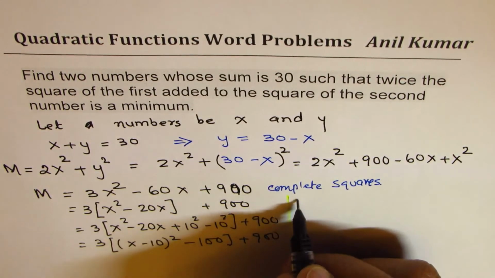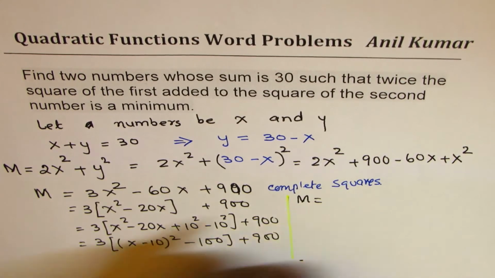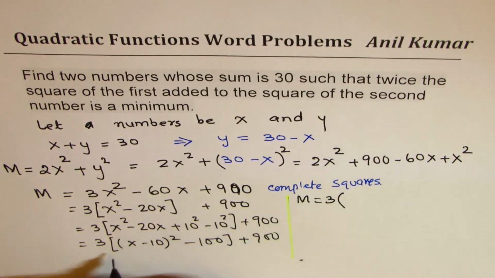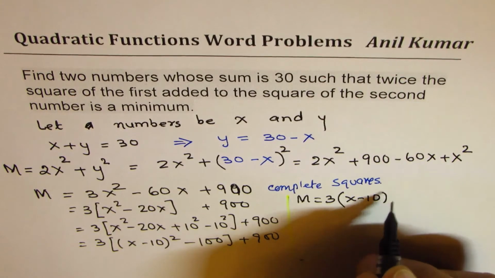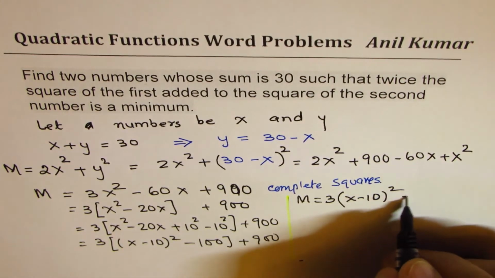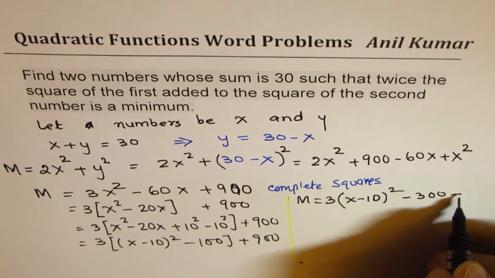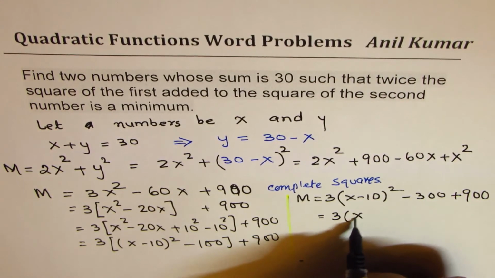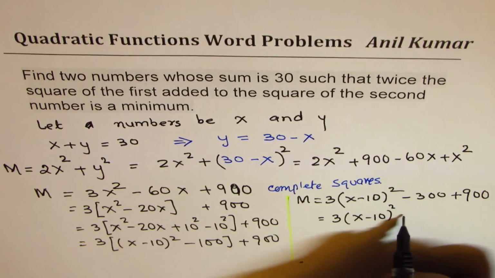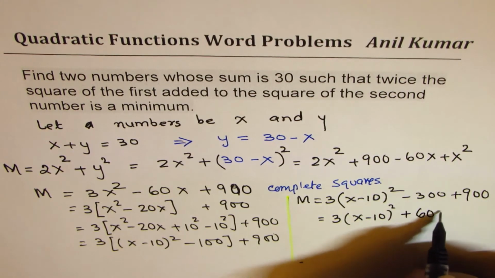So what we have here is the minimum. What we're looking for is given in vertex form, which is 3 times x minus 10 whole square. This becomes minus 300 plus 900. So which is 3 times x minus 10 whole square plus 600, correct?